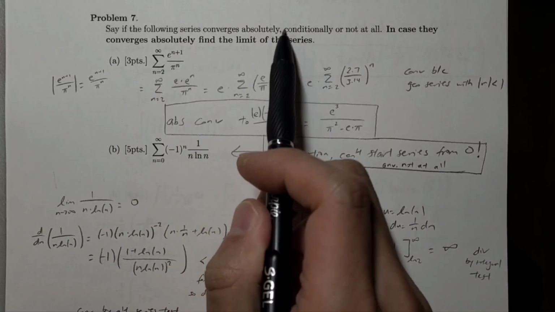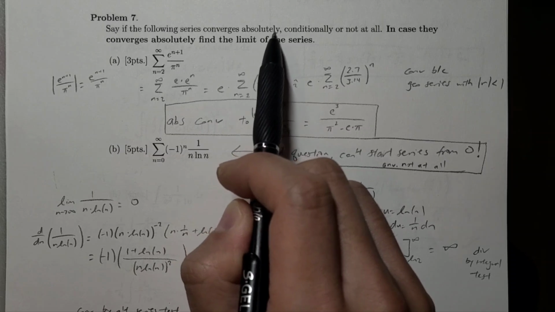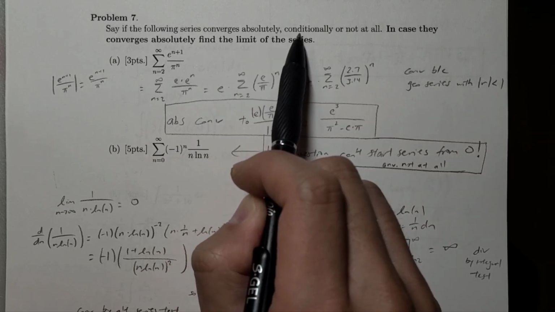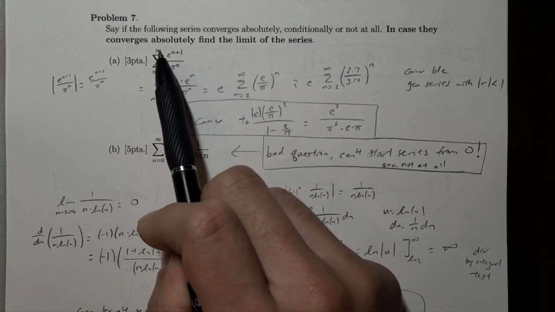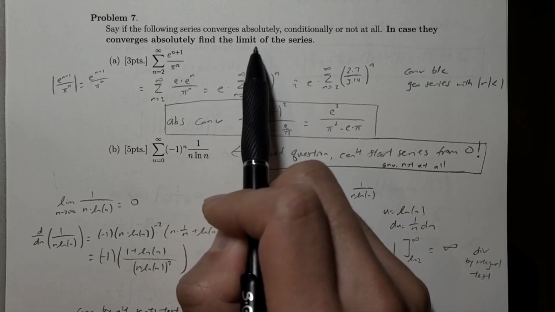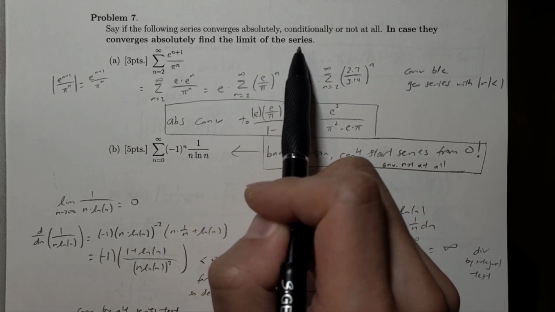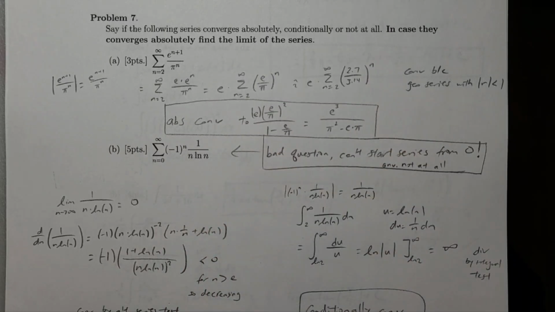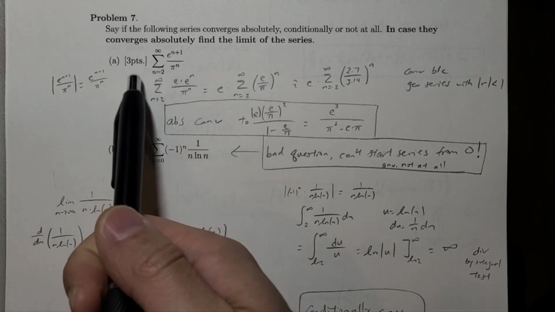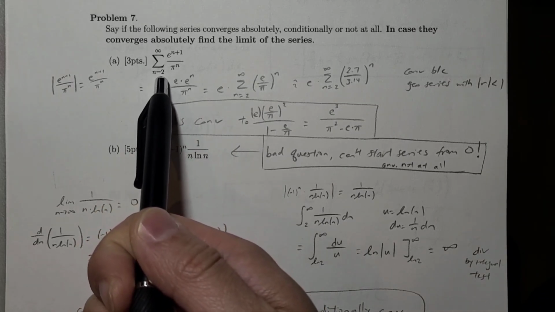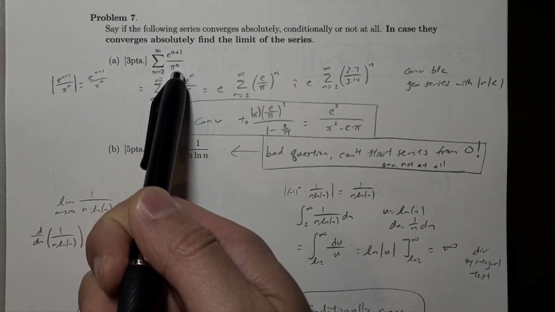This one asks if they're conditionally convergent, converge absolutely, conditionally, or not at all. In case they converge absolutely, find the limit of the series. I'm assuming they're asking to find the sum of the series, okay? So let's go with the first one. Summation n goes from 2 to infinity, e to the n plus 1 over pi to the n.